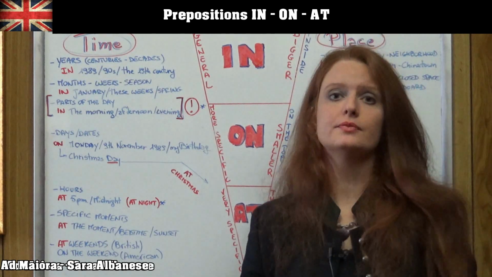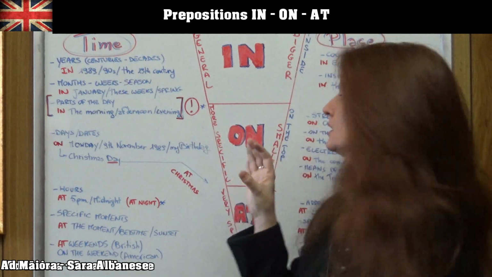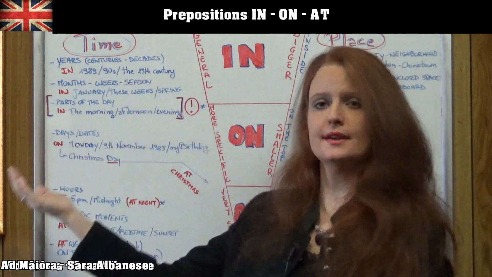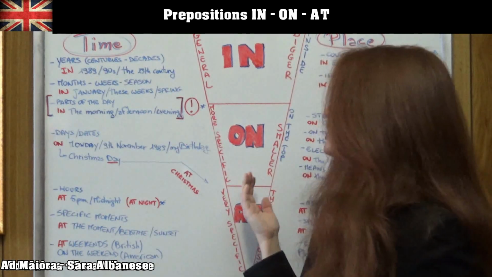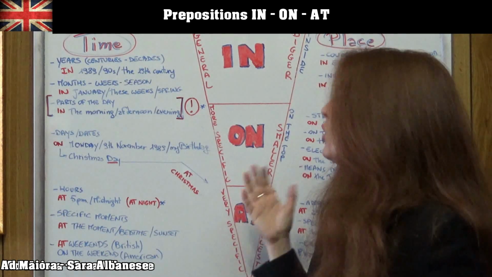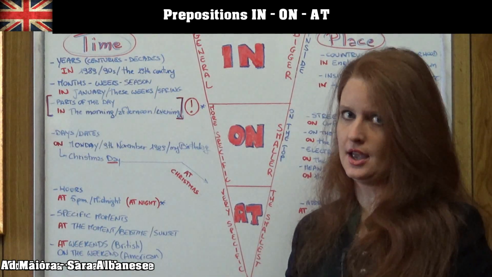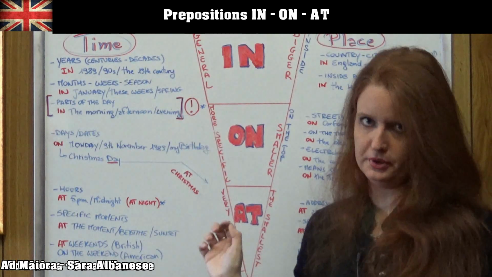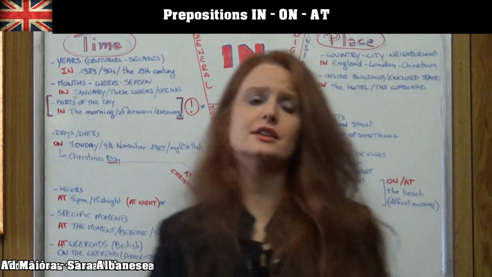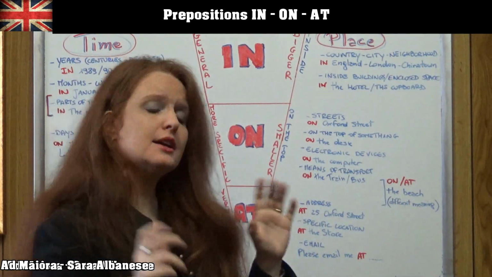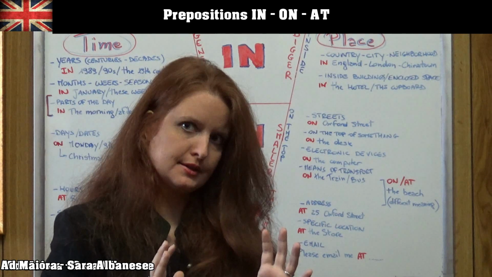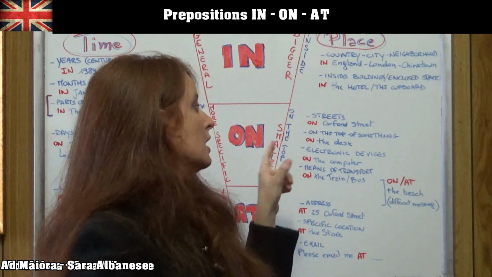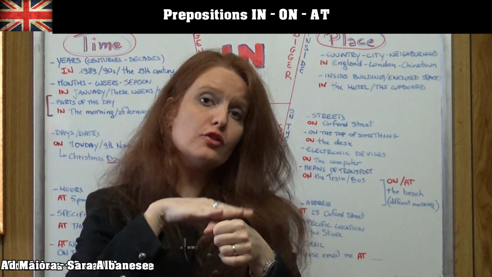Then we can see on. On is here in the middle, in a smaller section of our triangle. Why? Well, on one side, talking about time, it expresses more specific periods of time, more specific than in, which talks about general periods of time. And on the other side, about places, it talks about smaller places, or eventually, as you can find here in blue, when you're talking about something on the top of something else.